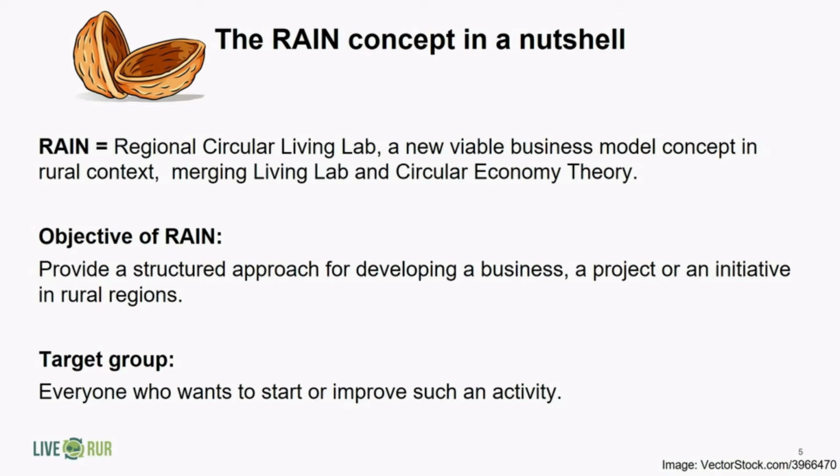It is a new viable business model concept for rural areas that merges sustainable business model design, circular economy, and the Living Lab approach. The objective of RAIN is to provide the step-by-step framework for developing a business, a project, or an initiative or any other activity in rural regions. The target group for using RAIN is everyone who wants to start a sustainable circular business model in rural areas.